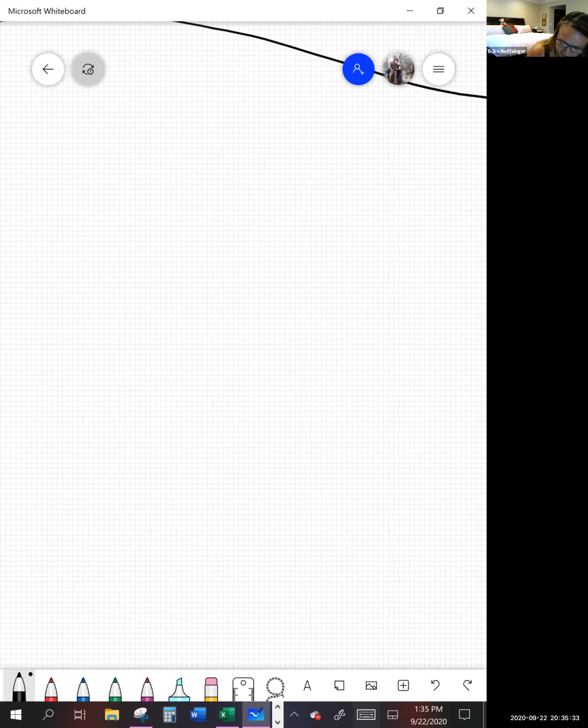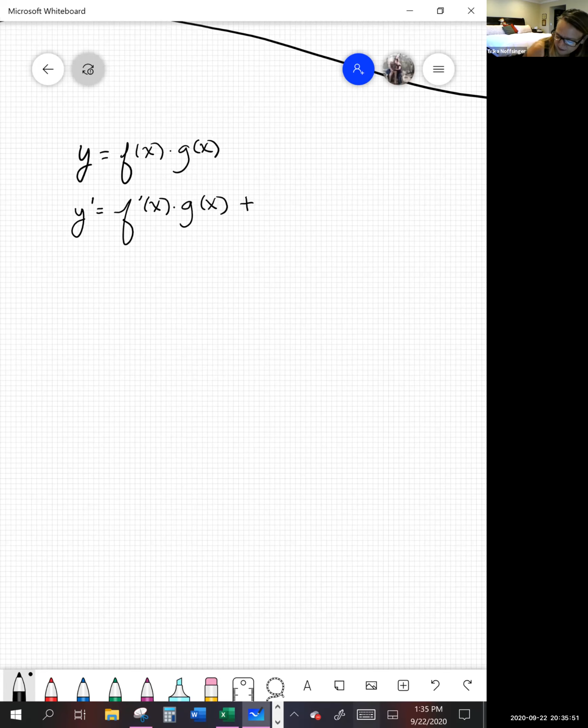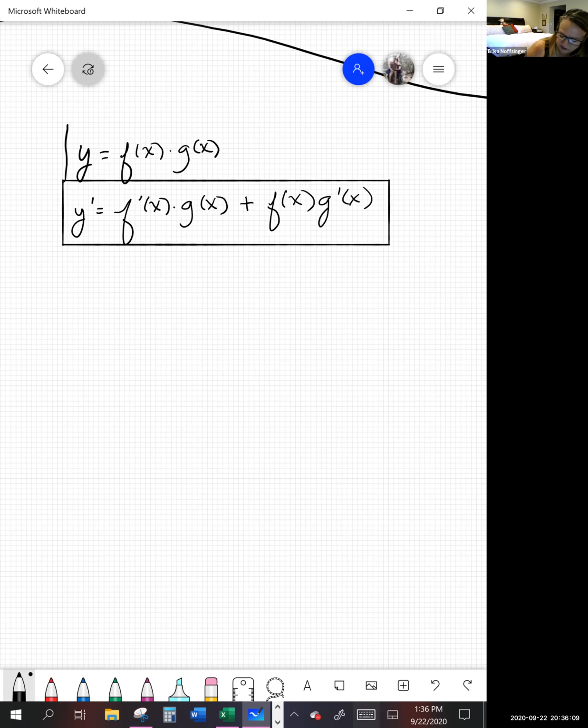So if I say y is equal to some function f, and I usually put the x in there, f of x times g of x, the derivative of y, so y prime, is the derivative of the first, f prime of x, times the second, g of x, plus the first, f of x, times the derivative of the second, g prime of x. So you're taking the derivative of one and multiplying it by the original function of the other and summing it. This is the product rule.